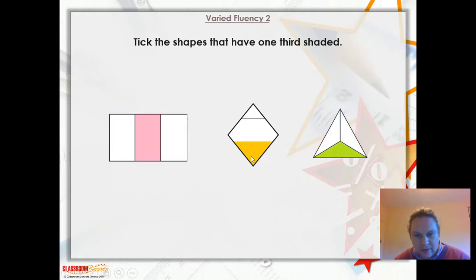If it's not equal parts, we're not talking about thirds. Okay, so that's not 1/3 that's shaded. All right, for it to be thirds, we've got to have something like this, where we've got 3 exactly equal parts, and we have one of those parts shaded. Okay, that's 1/3 that's been shaded. So it's this shape and this shape.